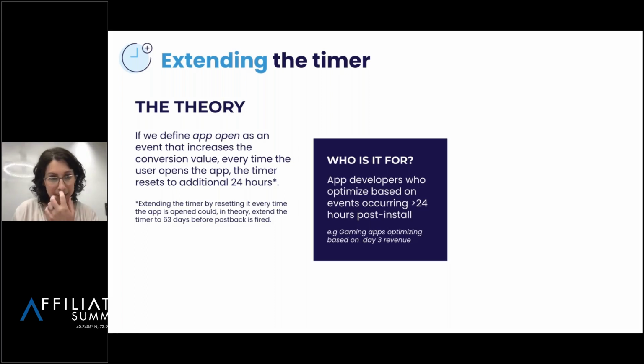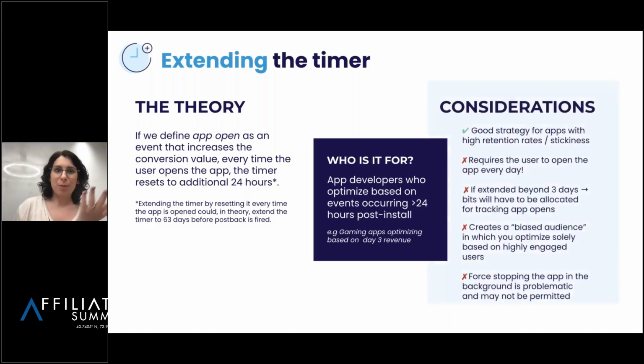And how would you do this? So if you define app open as an event that increases the conversion value every time, meaning every time the app is open, the conversion value goes up. So when the mechanism checks to see if the conversion value is higher, it gets a yes, it is. The timer will reset each time. And essentially, you could do this up to 63 times as per the bits.